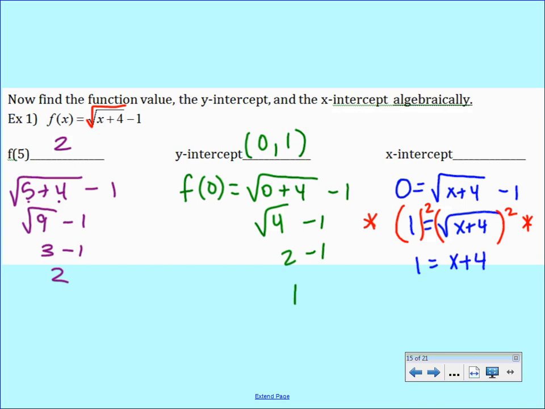You with me so far? Solve it. Subtract the 4 gives you minus 3, or negative 3.